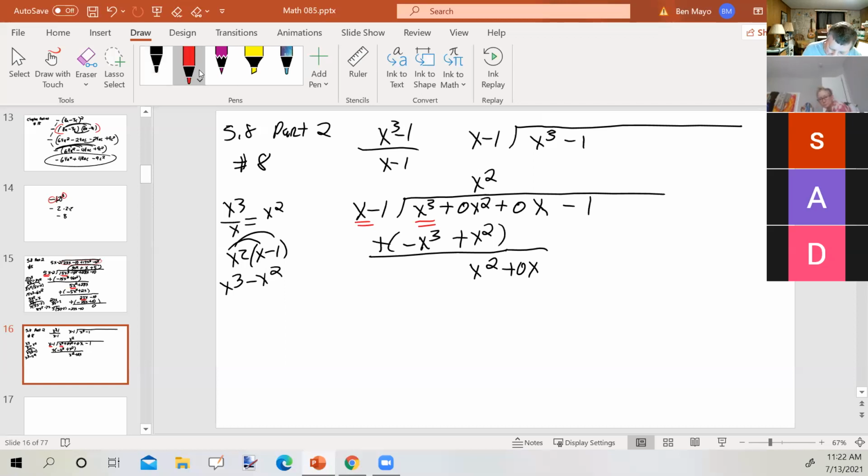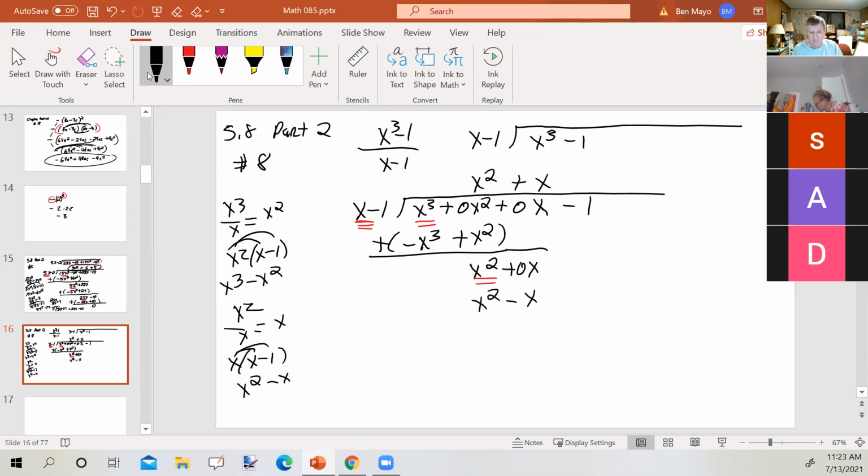Starting that whole process over, the inside leading term divided by the outside leading term, x squared divided by x is x, so plus x goes there. Then we take the x times the divisor, x minus 1, distributing, we get x squared minus x. X squared minus x goes there.